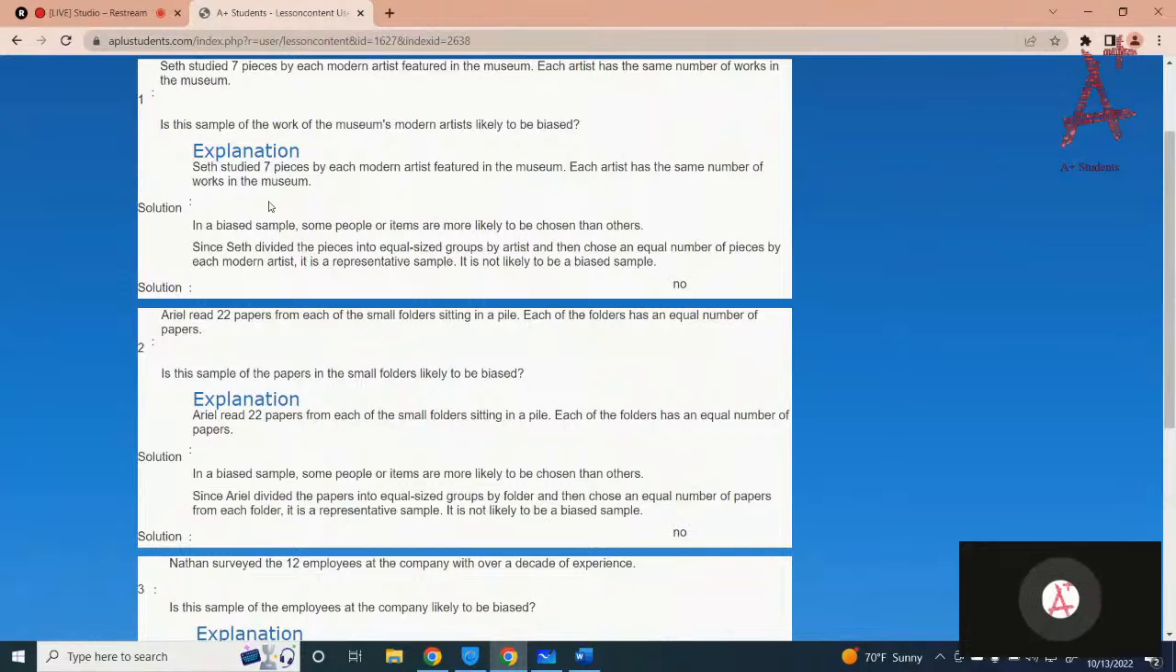No, because in a biased sample, some people or items are more likely to be chosen than others. Since Ariel divided the papers into equal sized groups by folder and then chose an equal number of papers from each, it is a representative sample. It is not likely to be a biased sample. Got it? Because it's equal sized groups. So that means it is not biased data.